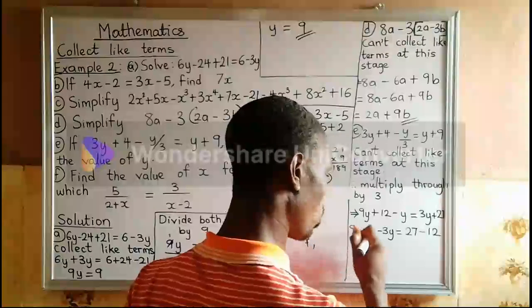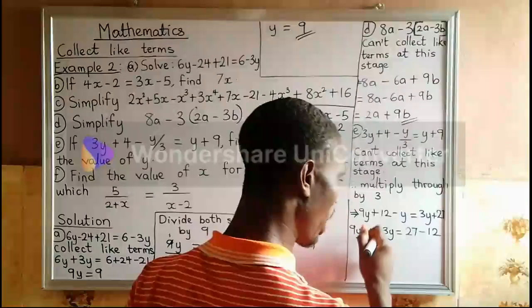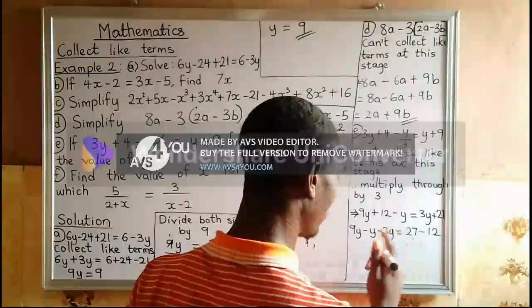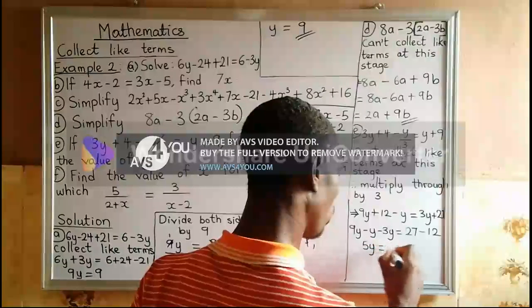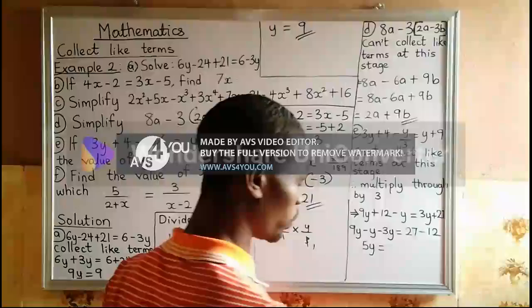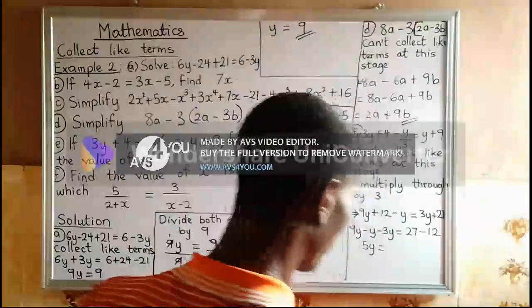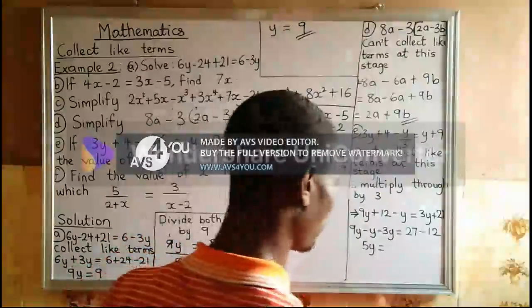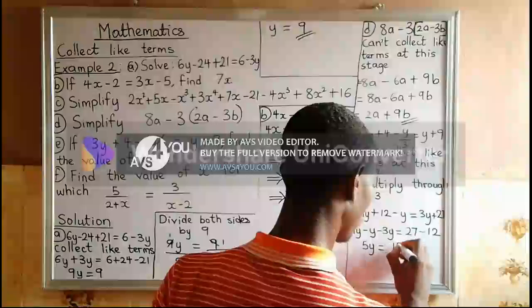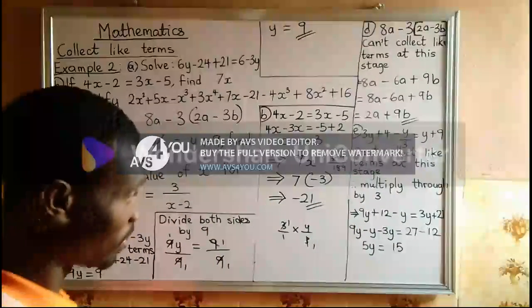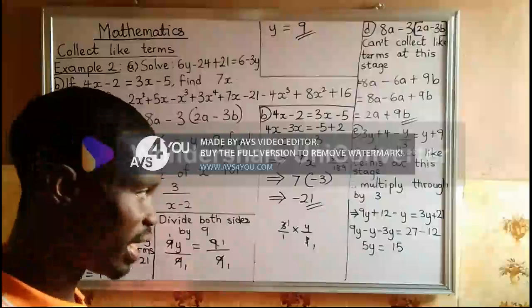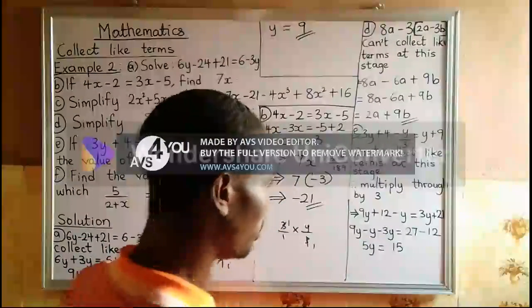So 9y minus y, that's 8y. 8y minus 3y, that is 5y, equals 27 minus 12. 27 minus 7, that's 20. 20 minus 5, that's 15. So that's 15. Okay? Now, we have collected the like terms and we have evaluated.